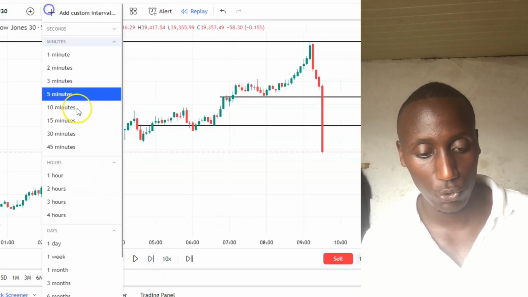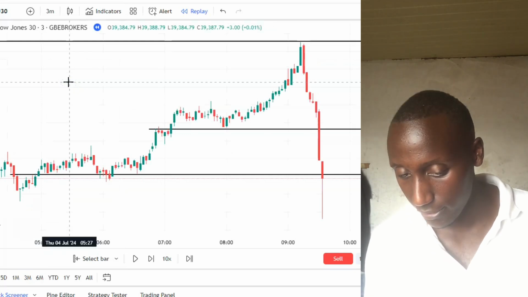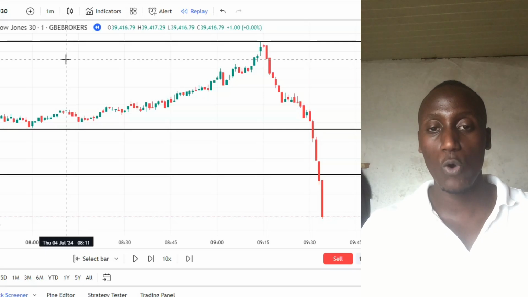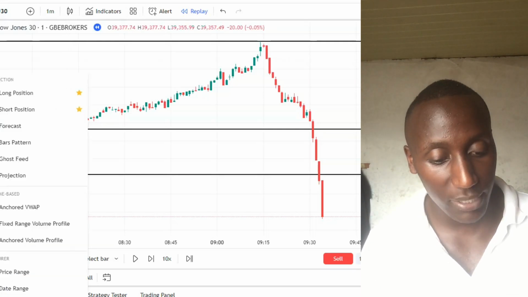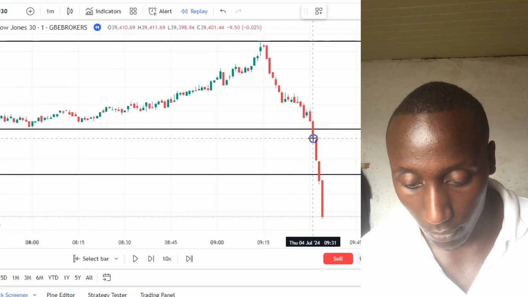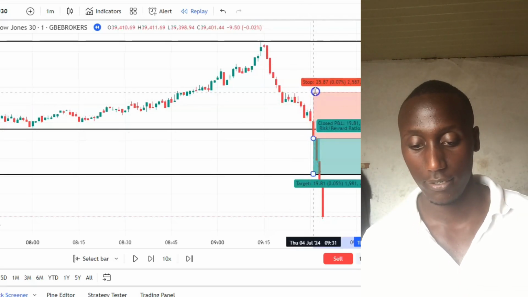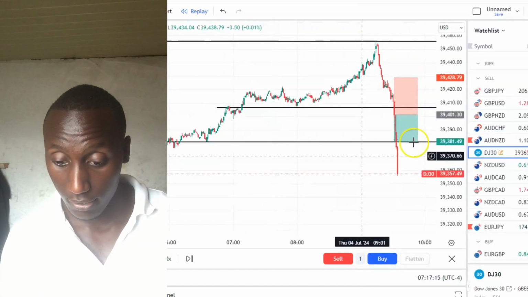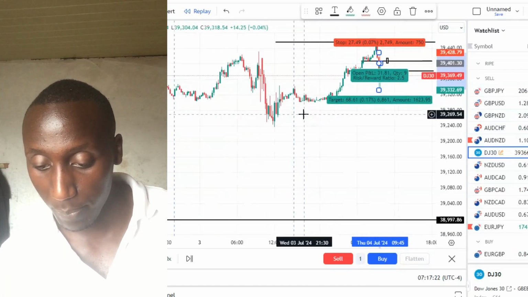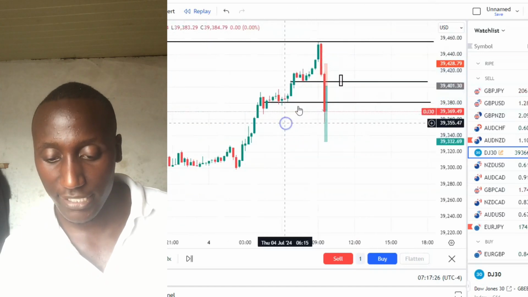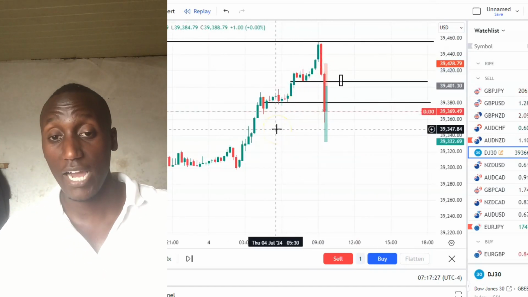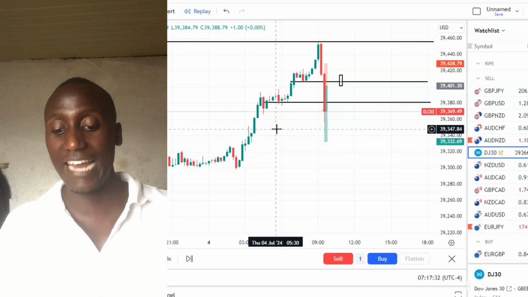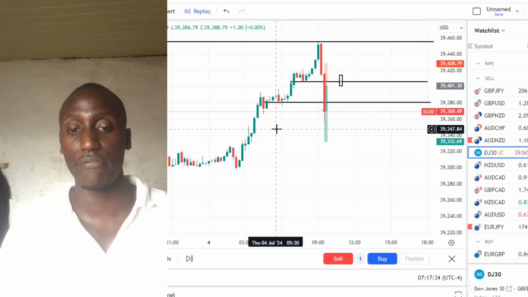Now, if this is also too much for you, you can do the 3 minute. You can even do the 2 minute or even the 1 minute. So long as you have your major levels. Once price breaks below this level, then you are in. Then you just wait for price to go back to your take profit. And so the biggest thing here is identifying these key levels. If you can identify them on the 15-minute time frame, this is the best, because now you can start tracking this trade on the 15-minute time frame.